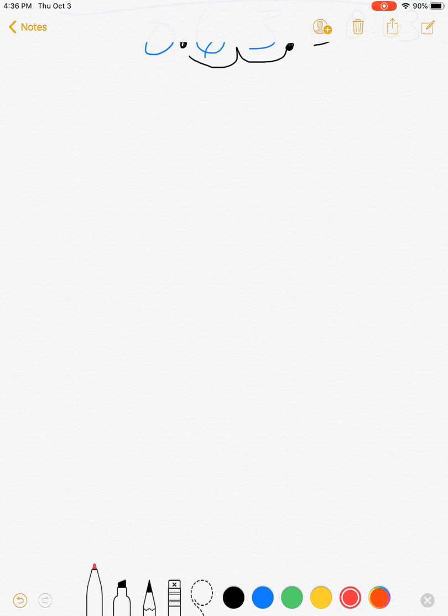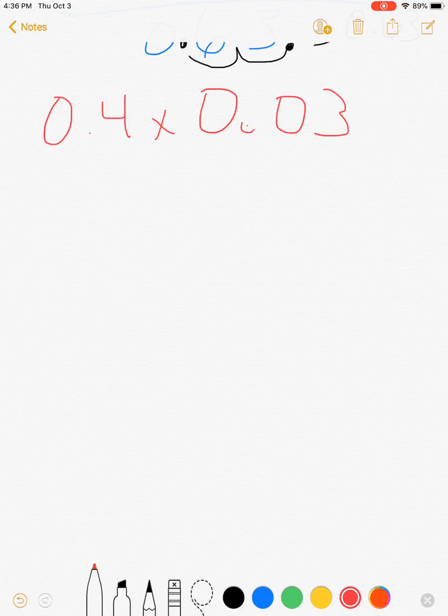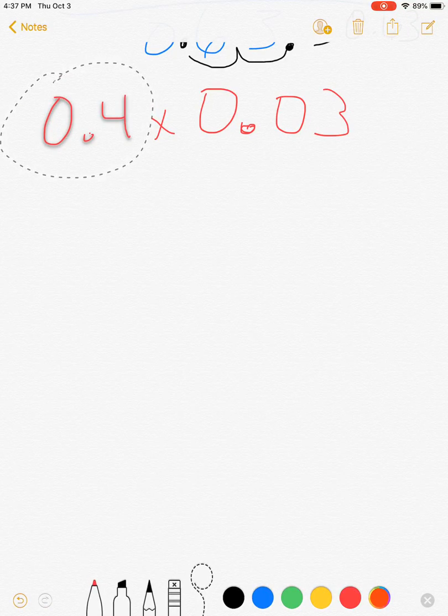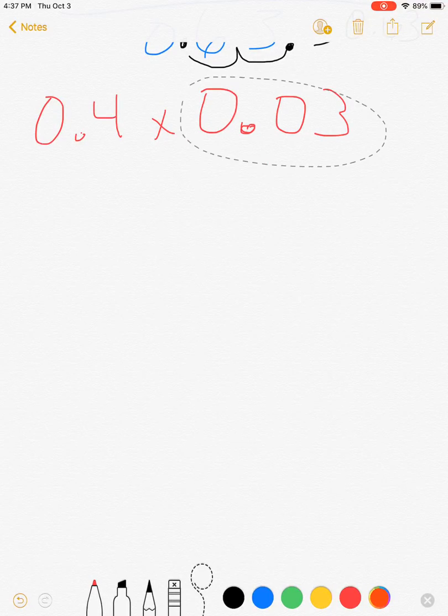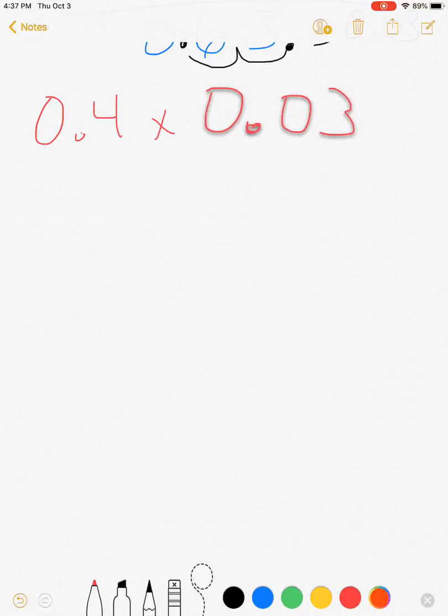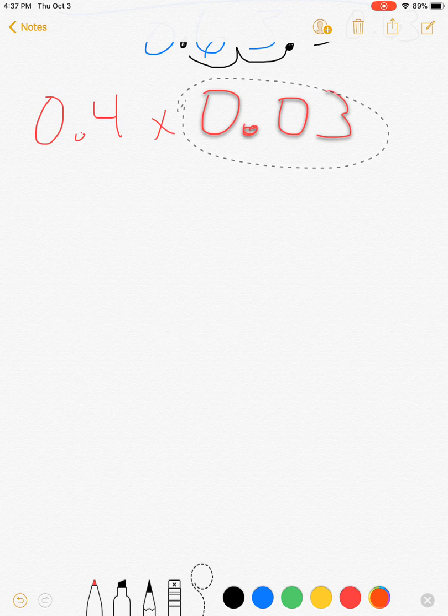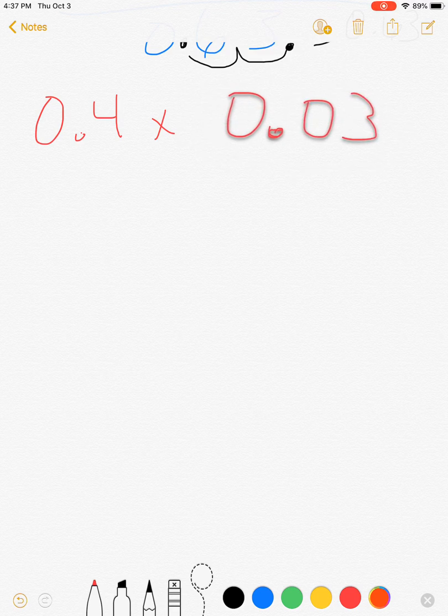All right, you all, I see 0.4 times 0.03. How do you say it in math language? All right. In math language, this would be 4/10 because there's a 4 in the tenths place. And then this would be 3/10. No, not 3/10 because the 3 is not in the tenths place. This would be 3 what? 3 hundredths. Very good. 3 hundredths because I have a 3 here in the hundredths place.